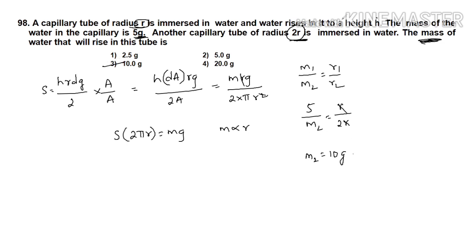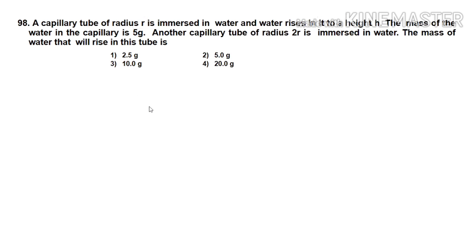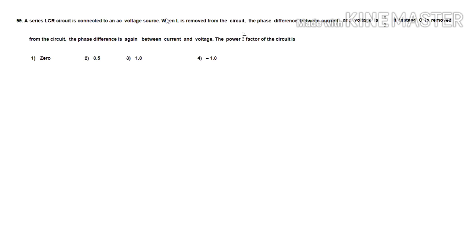Okay. So now we will go to the next question. Question number 99. A series LCR circuit. So this is based on the alternating currents chapter. So when inductor L is removed from the circuit, the phase difference between the current and voltage is pi by 3. So when L is removed, tan phi is equal to XC divided by R.